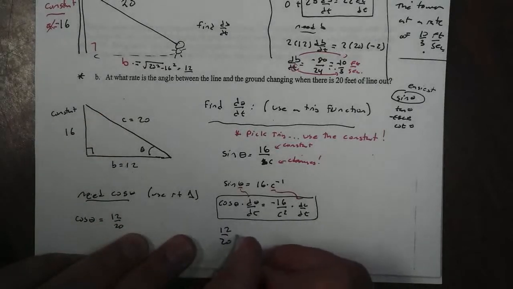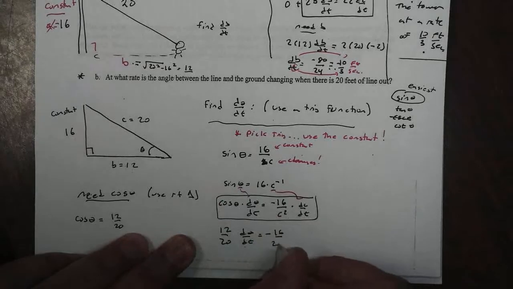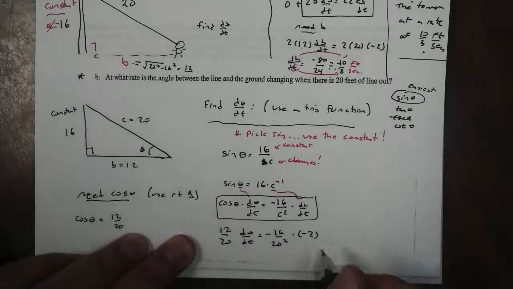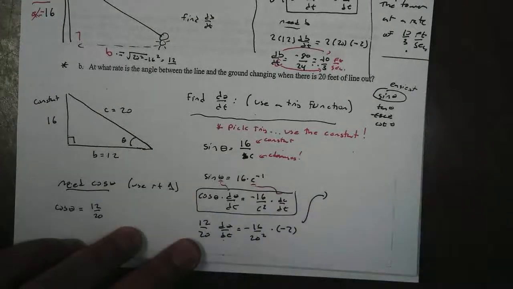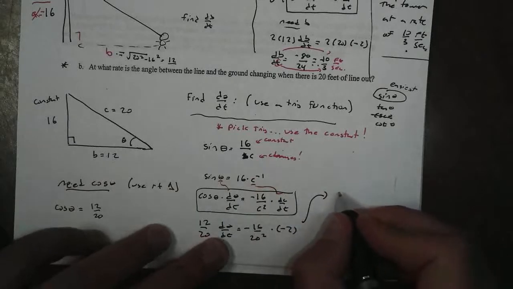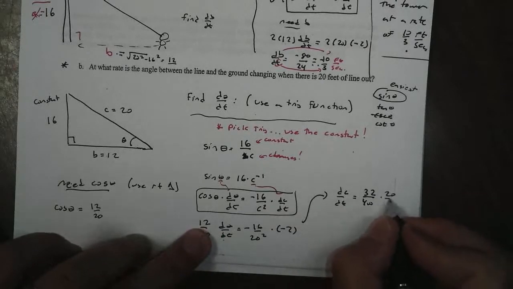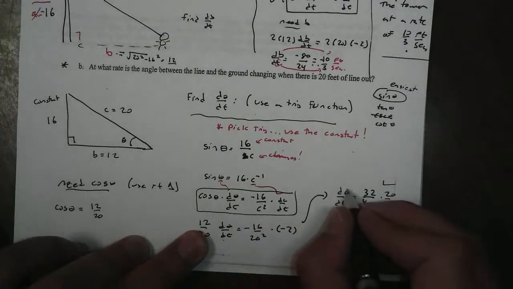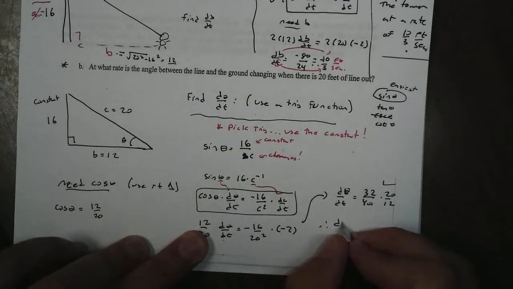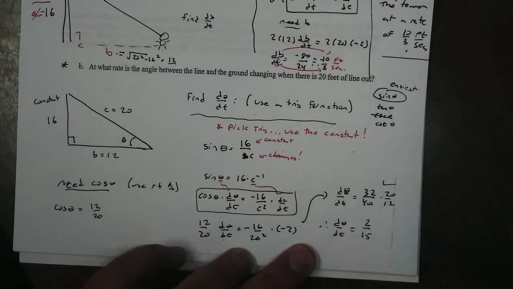12 over 20, d theta dt is what I want. Negative 16 over c squared. So that's 20 squared times dc dt, which we know is negative 2. If I simplify this, I'm going to go ahead and solve this. I would get d theta dt equals 32 over 400 times 20 over 12. And honestly, if you leave it like this, that's okay. So therefore, our d theta dt, if you simplify it, you would get 2 over 15 if you reduced it.